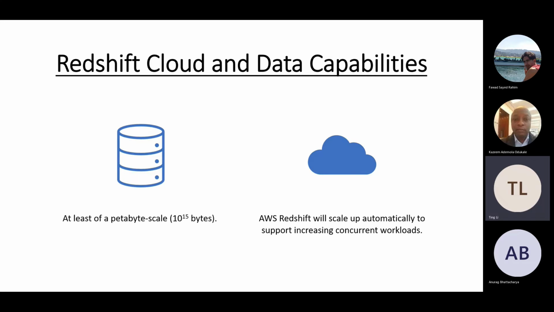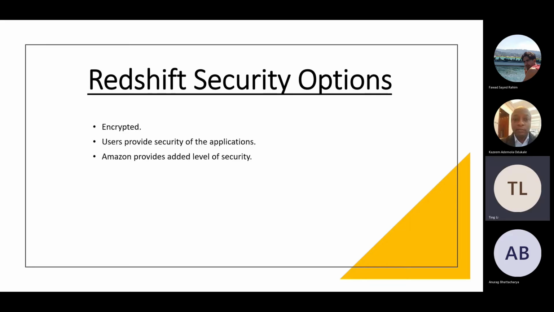For security, data in Redshift is always encrypted. The security of the cloud is handled by Amazon, and the security of the applications within the cloud must be provided by users. Amazon provides provisions for access control, data encryption, and virtual private cloud to provide an added level of security.